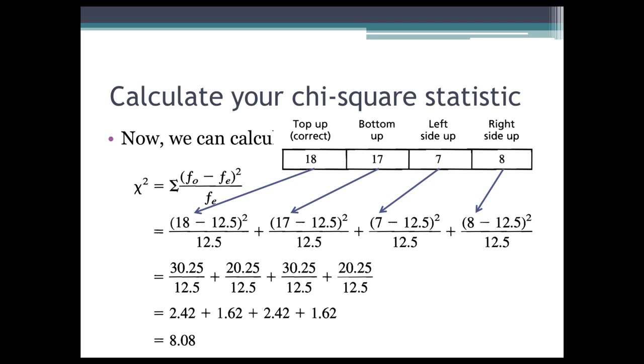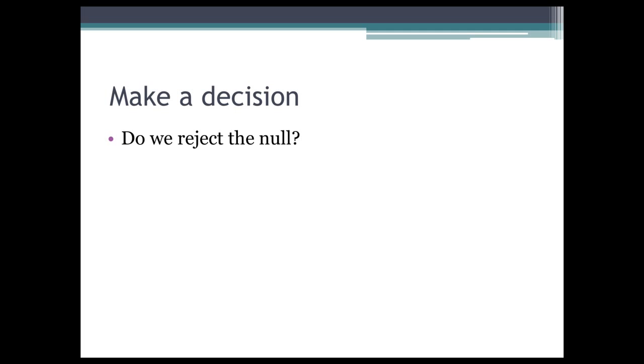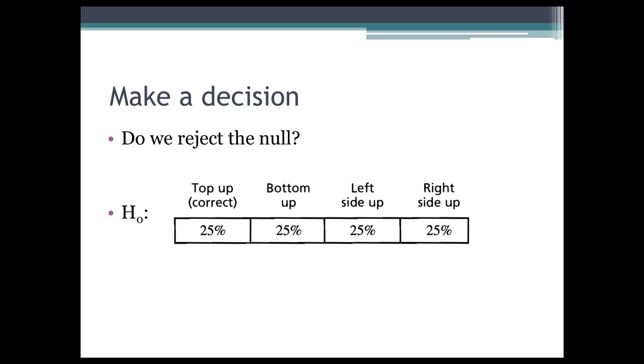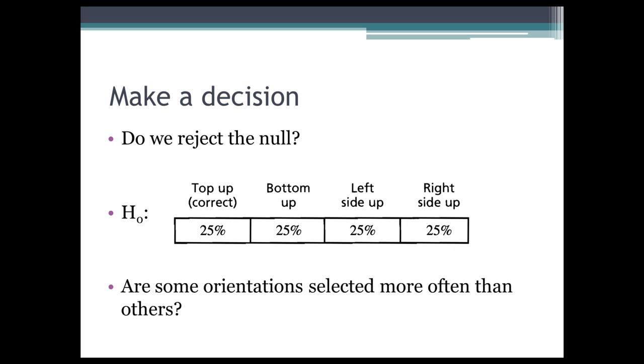And if we remember correctly, that certainly exceeds our critical region value. So we make a decision. Well, if our 8.08 exceeds the critical region value, which I believe was 7.81 off the top of my head, we certainly reject the null at the 0.05 level. So we reject the null that it's all equal across the different categories. So are some orientations selected more often than others? Certainly so. Okay.